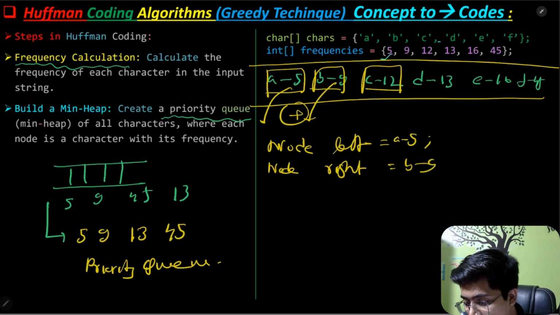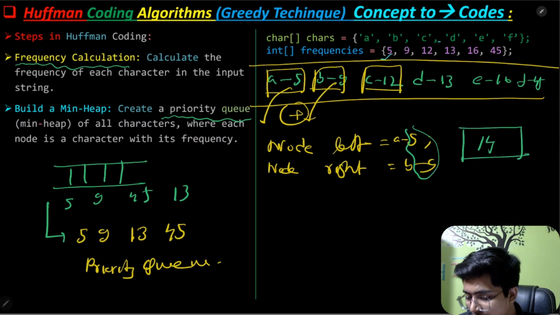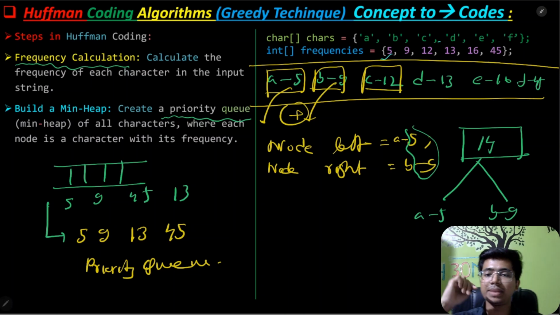We add those nodes, and we make something like this. Now if we add those values, the next node will be 5 plus 9, 14. So that is the node, and now it gets connected to this. On the left side the minimum will come, A5, and on the right B9 will come. So it becomes a structure like this.